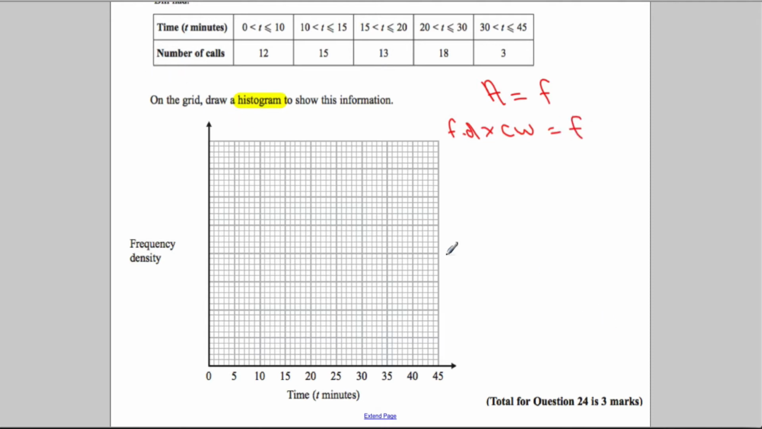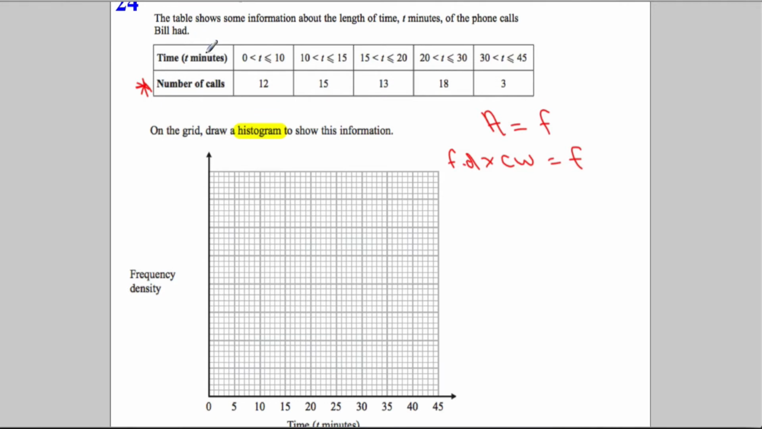Now, it hasn't told us explicitly in the question what frequency is. You need to realize that number of calls is basically telling you the frequency of the calls. And then looking at the top row, we can see the time in minutes. We can work out our class widths from here. So for this particular one on top, we can see the class width is 10. The class width here is 5. The class width here is 5. The class width here is 10. And here it's 15.